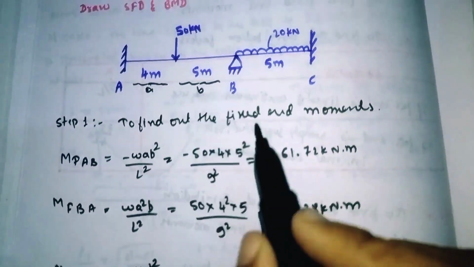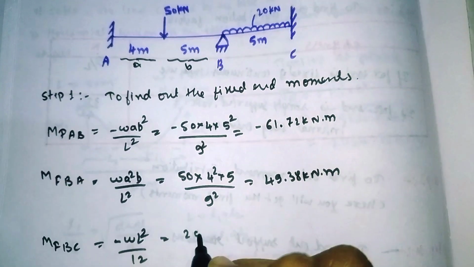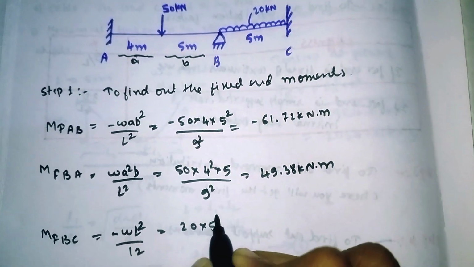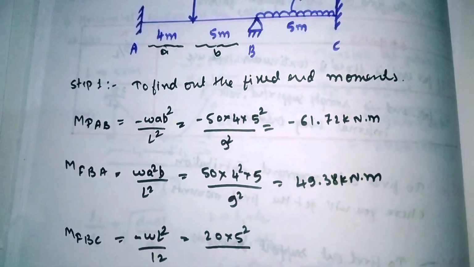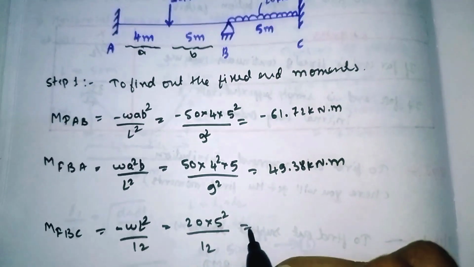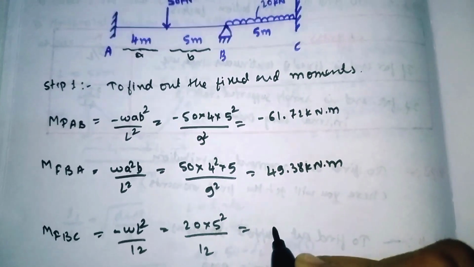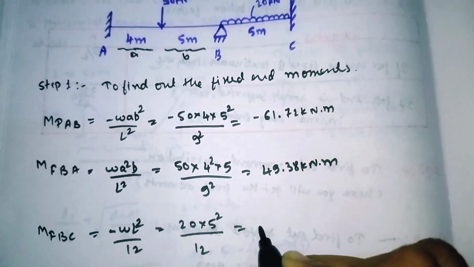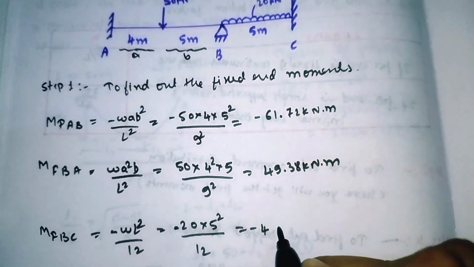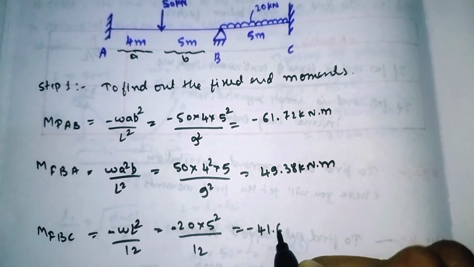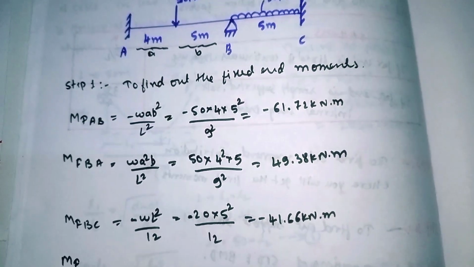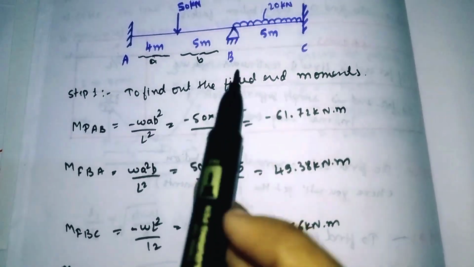So it is acting anti-clockwise, so minus W L square divided by 12. Our UDL is 20, so substitute the value. 20 into our L which is 5, so 5 square divided by 12. So it will come out as minus 41.66 kilonewton meter.